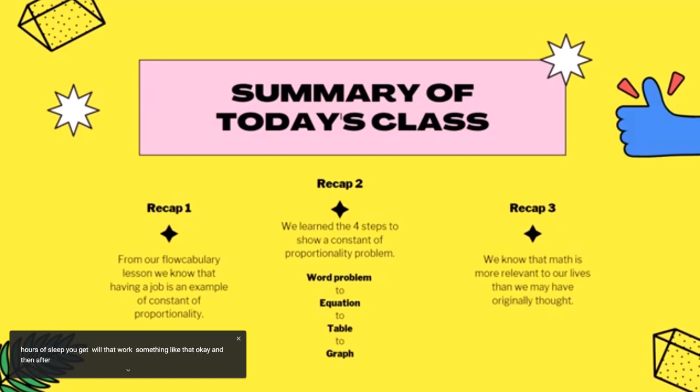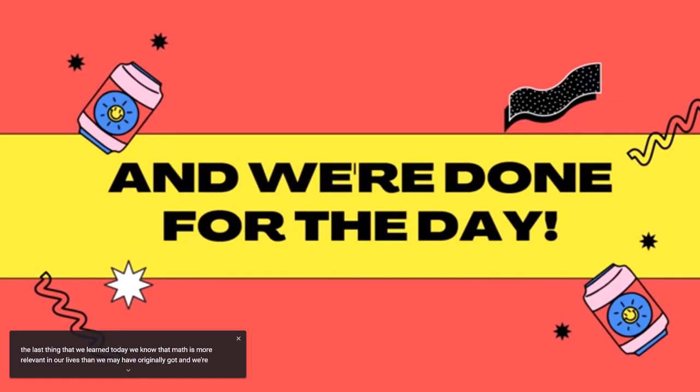Okay, and then after we're done with that, we're going to go ahead and recap. From our vocabulary lesson, we know that having a job is an example of a constant of proportionality, which you may not have known already. We learned the 4 steps to show a constant of proportionality problem. So our first is word problem. We go from a word problem to equation, to a table, and then you graph it. Okay, and the last thing that we learned today, we know that math is more relevant in our lives than we may have originally thought. And we're done for today. Thank you.